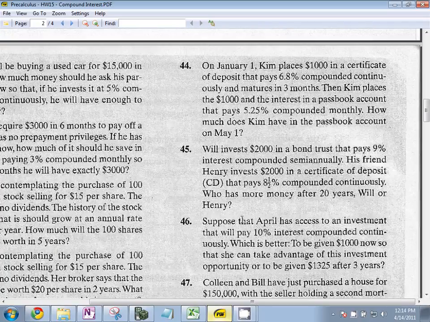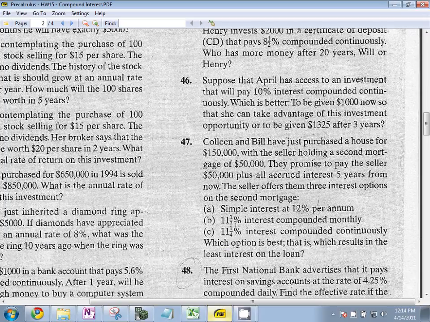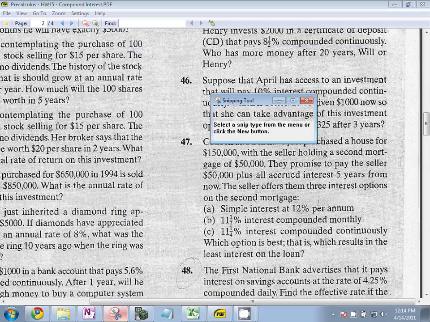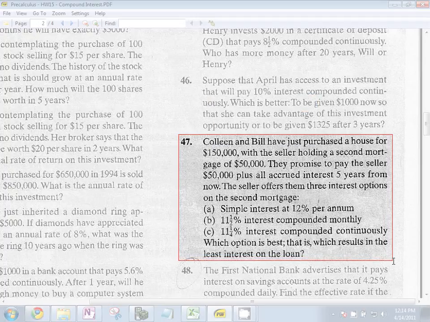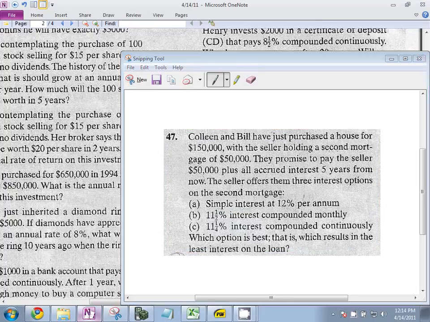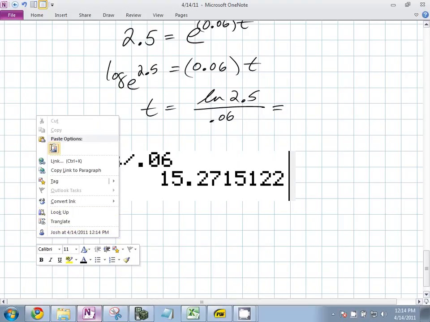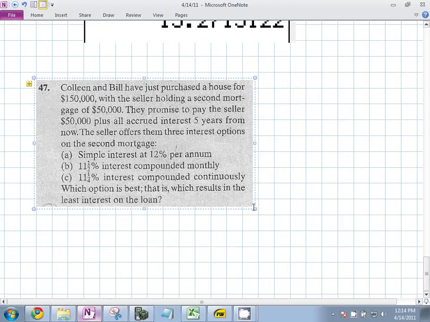Okay, so we're going to change gears here. Just as a demo, we're going to talk about 47, but we're not going to write down anything for 47. We're going to talk about it out loud first. Here's 47. Jess, can you read it out loud for me?